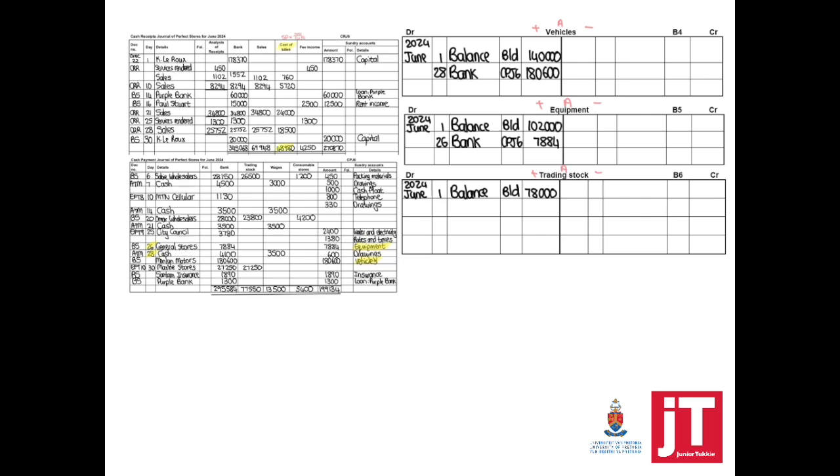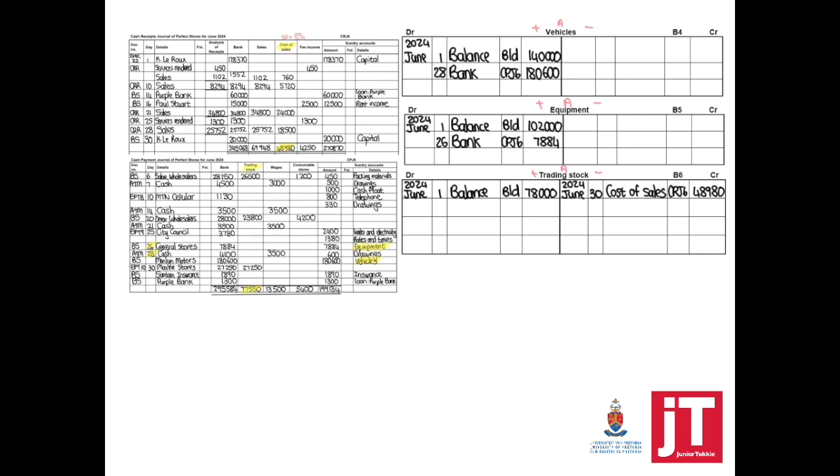Next, trading stock. So trading stock, starting with the cash receipts journal. If you see cost of sales, you should know that trading stock is involved, because what does the term cost of sales mean? The cost of the goods that were sold. Goods refers to trading stock. So starting with, from the cash receipts journal, trading stock is going to decrease, our assets will decrease, and the contra account is cost of sales.